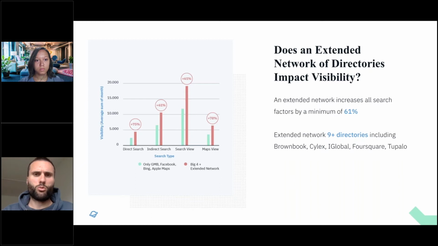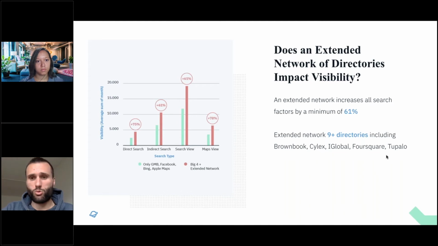And so we looked at an extended network of 9+ directories. So the ones that are below were picked. So Brownberg, Silex, iGlobal, Foursquare, and Tupelo were picked because they're global directories. But really, the point was to pick an extended network of 5 or more directories where we could see, basically, is there an impact, right? And so as you can see across the board, there's between a 60 and 80% increase across all of those search factors. And to us, that shows that, yes, it does have an impact.